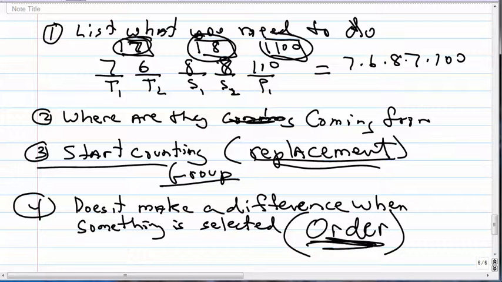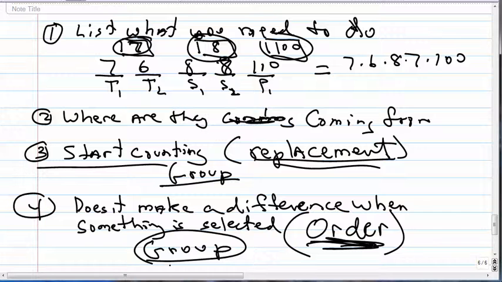And when we have order, if there is order, we're going to be dividing. We will be dividing by the number selected factorial. Not the number we get to choose from, but the number selected factorial. And this, again, is based upon the individual groups that we're choosing from. For example, the teachers might be organized. They might have a president and a vice president. There would be order there. The students may not be organized. They just might be going on a field trip. So there'd be no order.